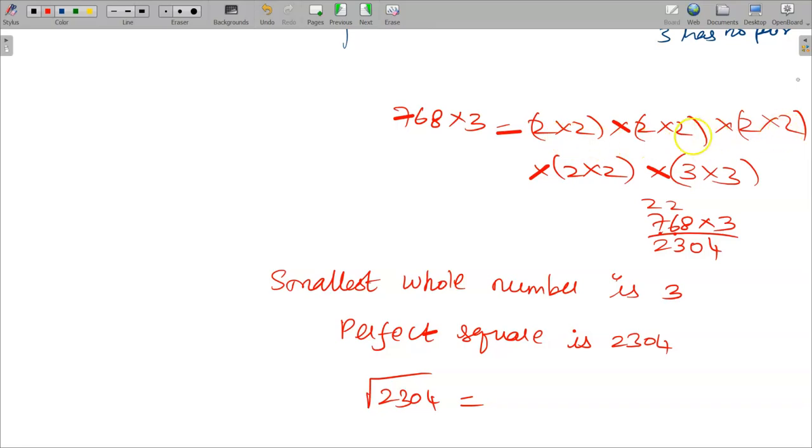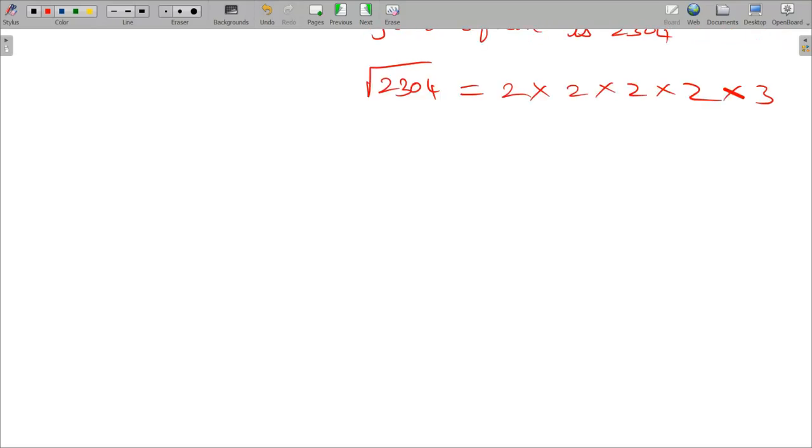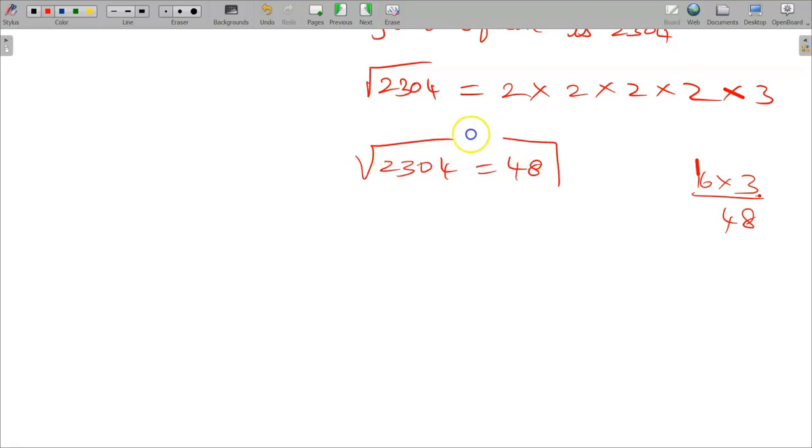From each pair take one number. So 8 2s are there, so we take 4 2s, and 3 into 3 is there, so 1 3. Okay, so 2 2s are 4, 4 2s are 8, 8 2s are 16, 16 into 3, 6 3s are 18, 1. Okay, so 48. So the root of 2304 is 48.